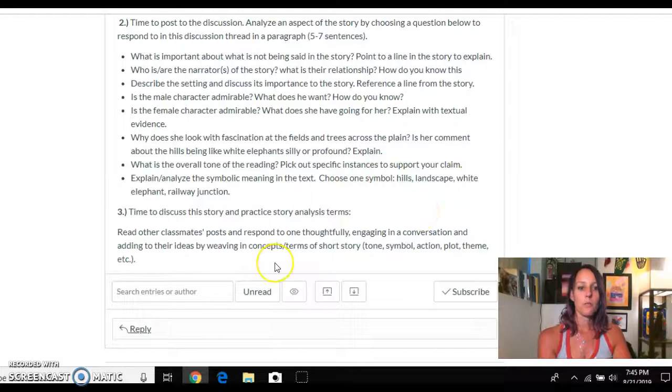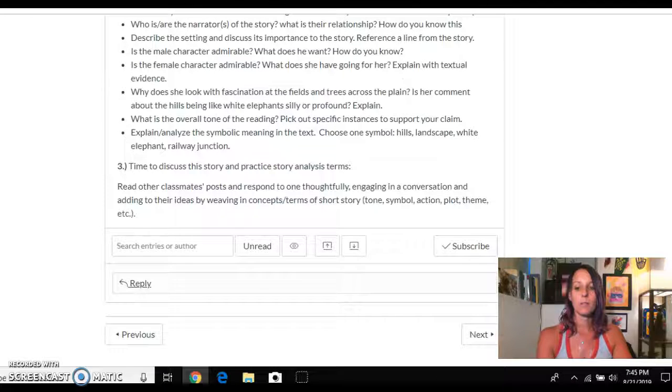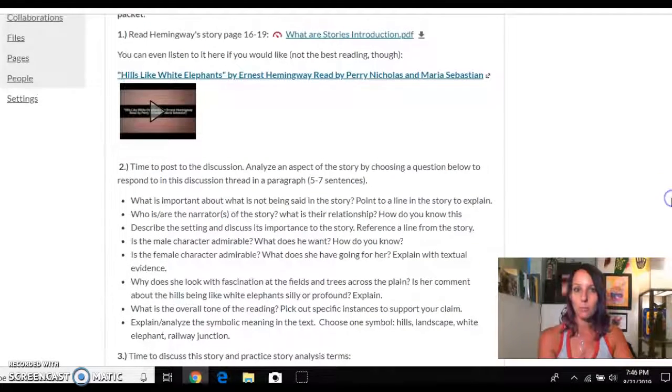After you're done with that, you're going to read other classmates' posts and you're going to respond to one other classmate, thoughtfully engaging in a conversation, adding to their ideas by connecting to the terms of story or the concepts of story. Remember, you're having a conversation. It's a discussion board. So just think about how you would talk to that person if they were in front of you. Try to keep it organic and real and authentic, but also adding in that academic flavor, that intellectual language to help us really understand this story on a deeper level, and then notice things that we hadn't noticed before. That's the most, I think, enjoyable part of analysis.